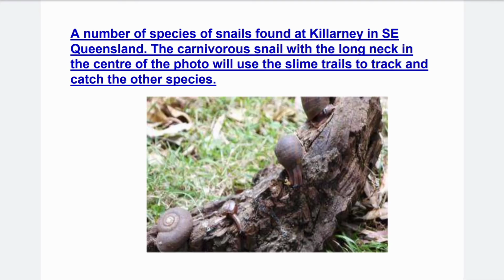A number of species of snails found at Killarney in southeastern Queensland. The carnivorous snail with the long neck in the center of the photo will use the slime trails to track and catch the other species.